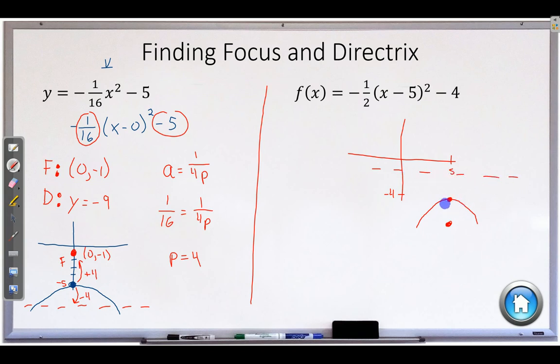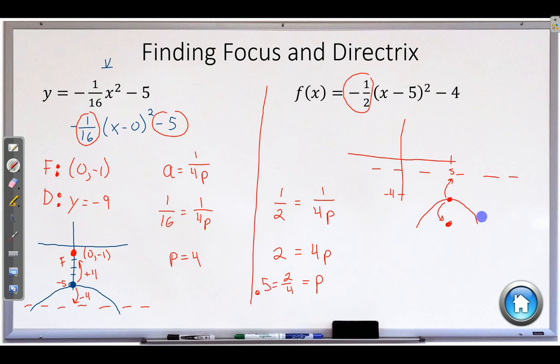To figure out how far down we have to go and how far up we have to go, we have to use the a value. So our a value is 1/2 is equal to 1 over 4p. This one I don't think we can do in our head. I'm not going to try to do that in my head, so I'm going to cross multiply. 2 times 1 is 2. 1 times 4p is 4p. Divide both sides by 4. P is equal to 2 over 4, which is the same as 1/2, or 0.5.